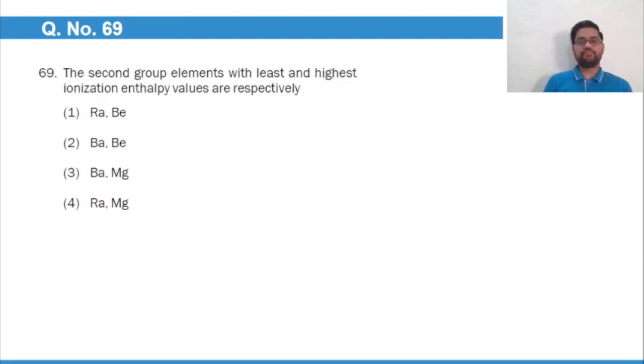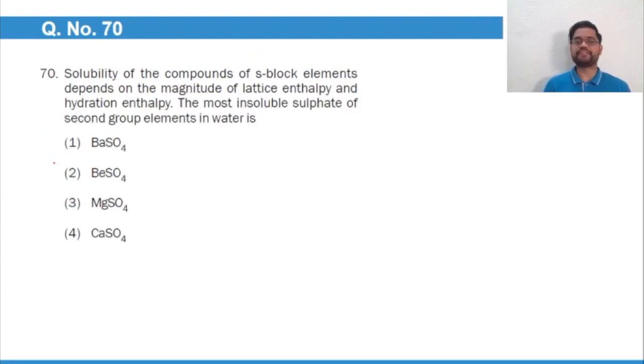69. The second group element with least and highest ionization enthalpy. Least is barium and highest is beryllium, and hence option 2 is the right answer. Solubility of the compounds of s-block elements depends upon the magnitude of lattice enthalpy and hydration enthalpy. The most insoluble sulfate of the second group element is barium sulfate, no doubt in that. Hence option number 1 is right.